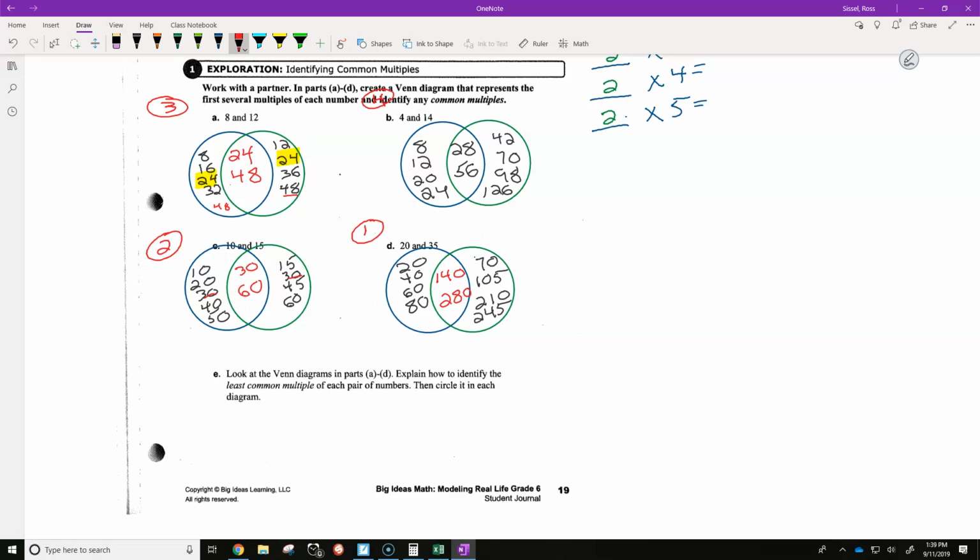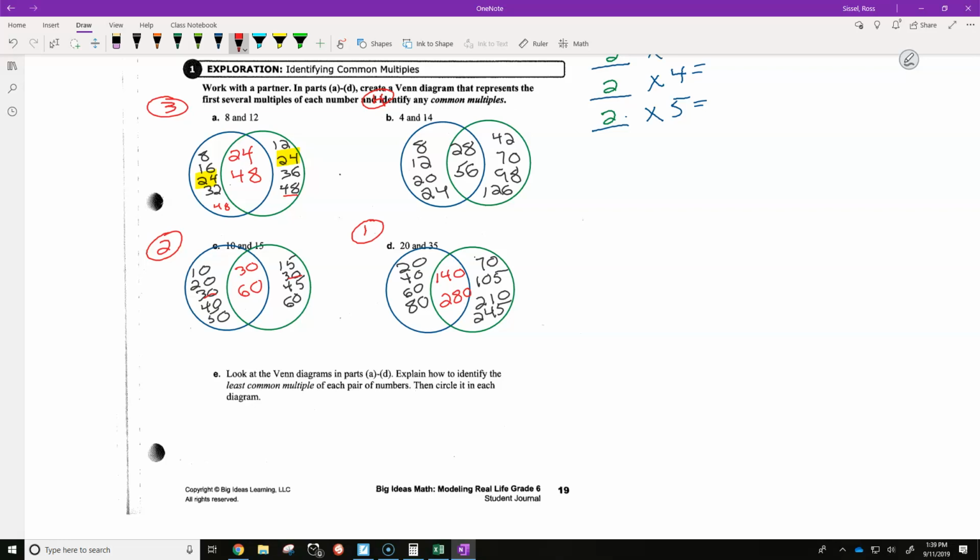Is there any relationship between our common numbers? I have 24 and 48. I had 28, 56. I had 30, 60. I had 140, 280. Is there any relationship? Marley? They're all even. Okay, they're all even. That happened to be a coincidence. They wouldn't always have to be that. Everett?